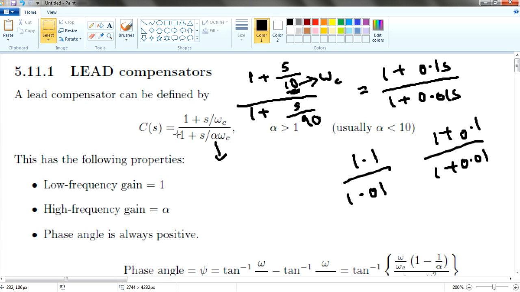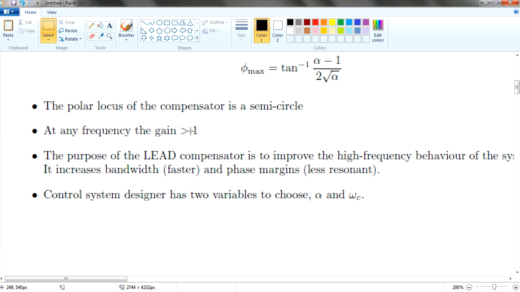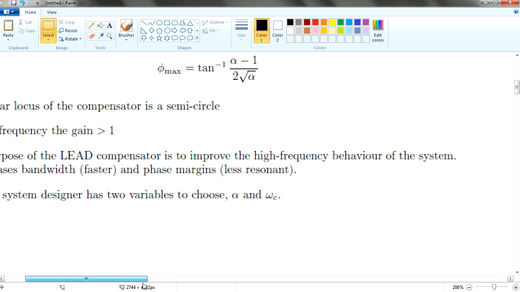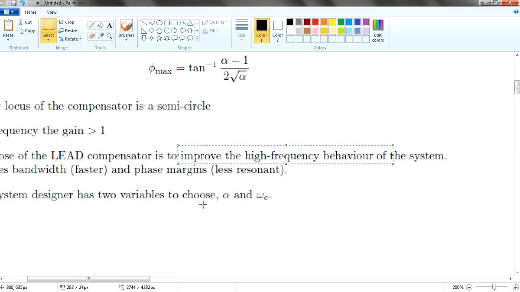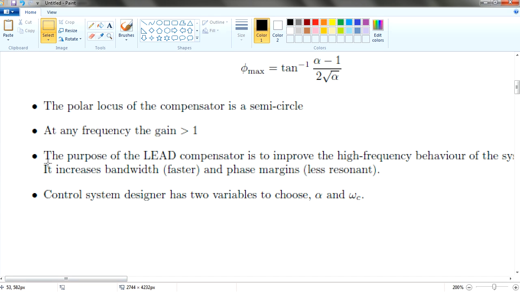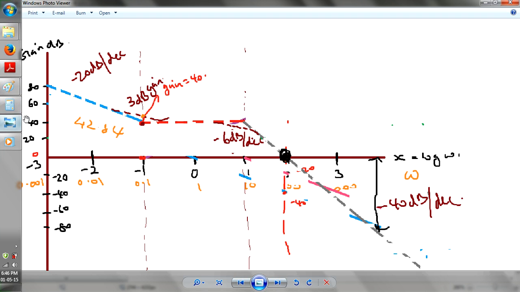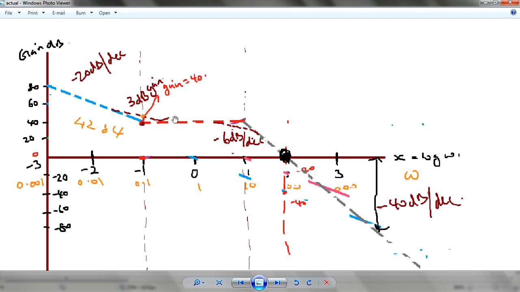smoothen the signal itself. So the purpose of this lead capacitor is to improve the high frequency behavior, most likely to increase the bandwidth and to increase the phase margin. The bandwidth he's talking about, I believe, is the 3 dB gain. If there is more lead, you have 6 dB gain, right?